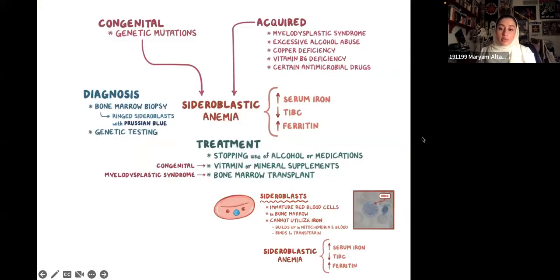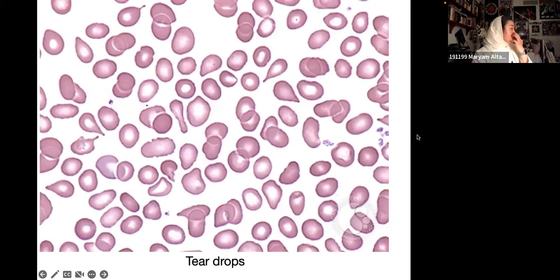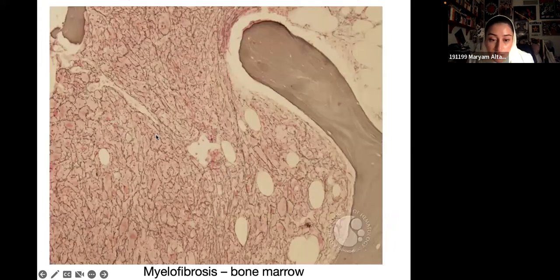This is sideroblastic anemia. If you guys, do you want to connect your laptop? Because you need your laptop to study, right? I do need my laptop to study. We're going to let Eman join. There's also myelofibrosis. Yeah, teardrop cells. Good one. But inshallah, you guys got this.